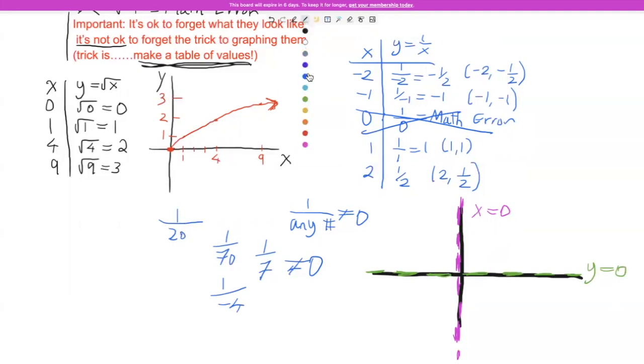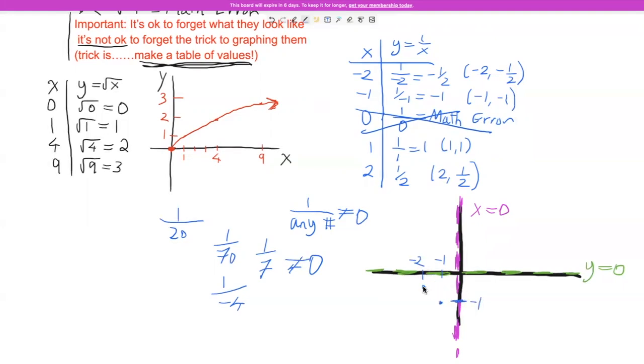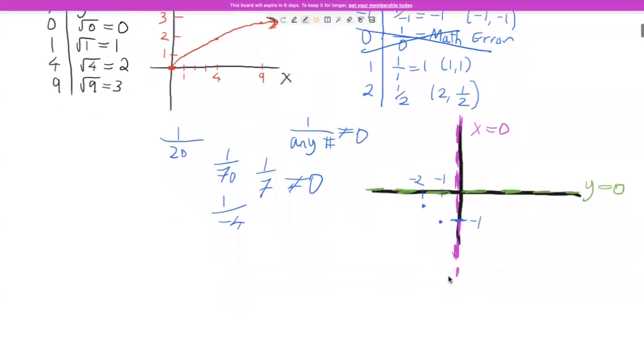And now I'm going to plot the 4 points we got. -2 with -0.5, so a very small negative number. -1 with -1, so that's more negative than -0.5. If this is -1, this would be like -0.5. And then, because I have these fences, my graph cannot cross the fences. It's just going to get close to them, but never cross them. And that's a part of this graph.